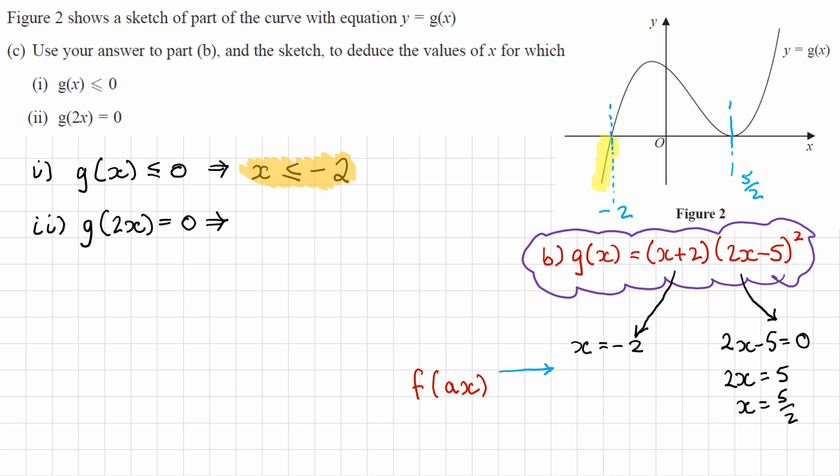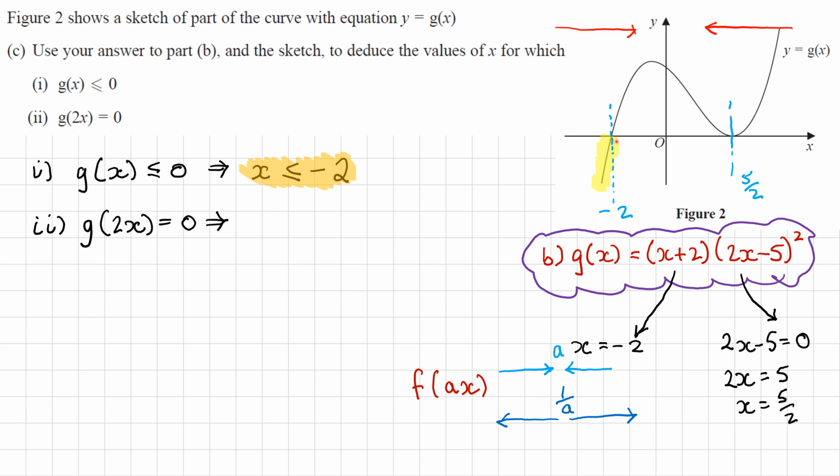It's squashing the graph by a factor of a in this direction, or you can think of it as stretching the graph by a factor of 1 over a, also in the horizontal direction. I prefer to think of it like this, a squash by a. So the graph is getting squashed by a factor of 2 in this direction.